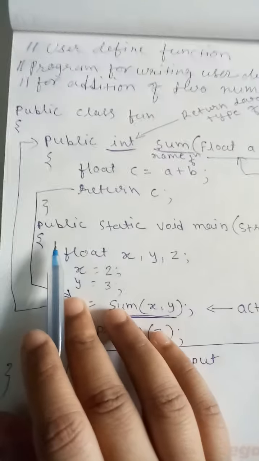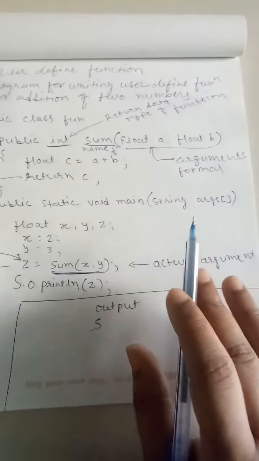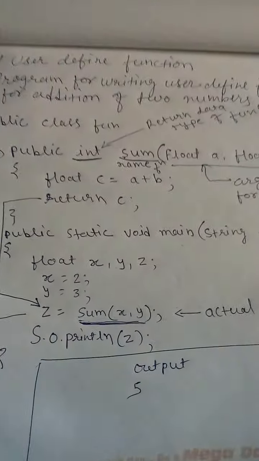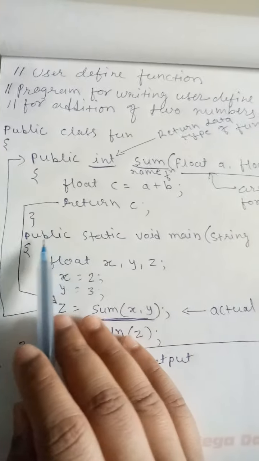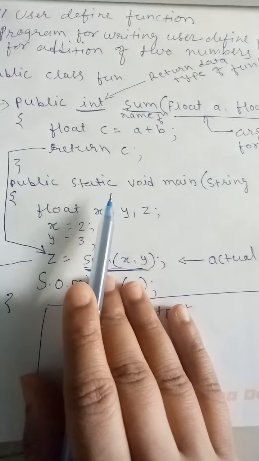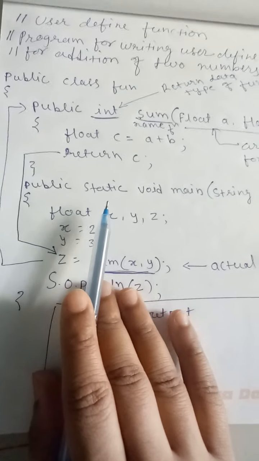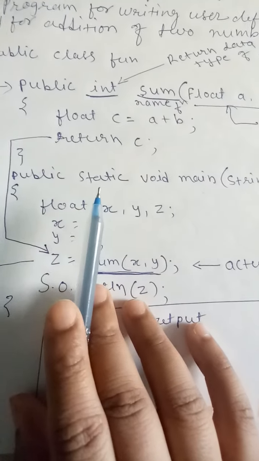So you are well aware with this public static void main string. Before this program, whatever program we have done, this part was not there, only this part was there. So let me explain you first this. So as I told you, this program is related to the addition. So let's start the logic with the addition.